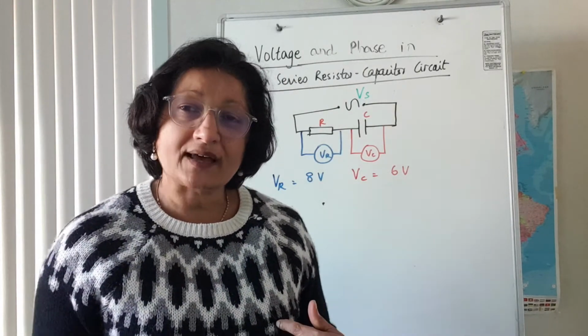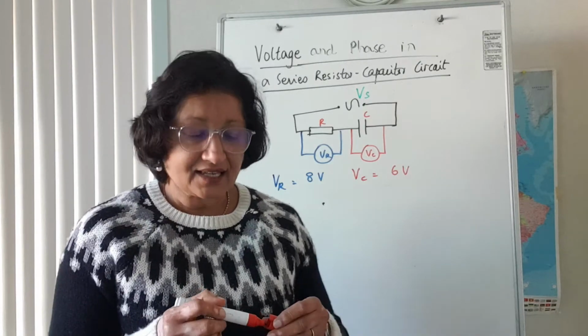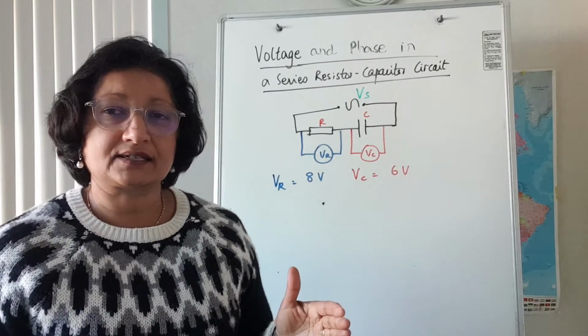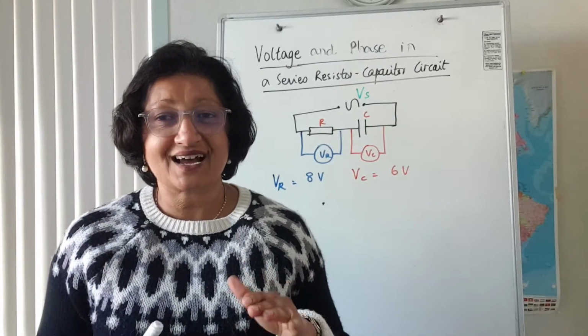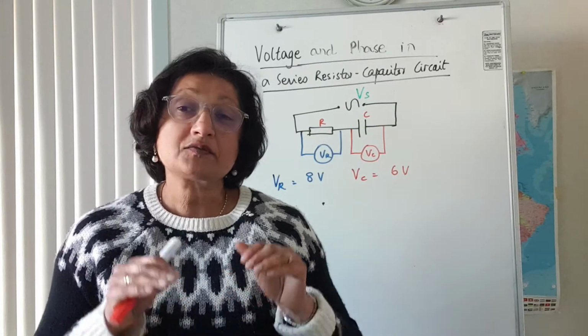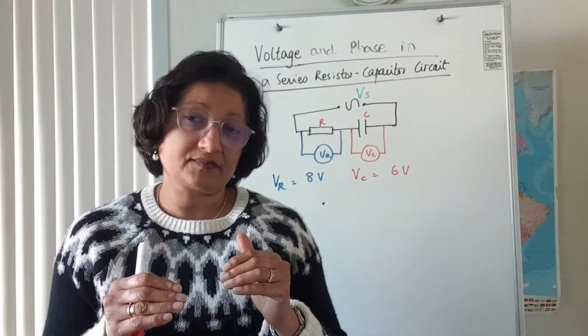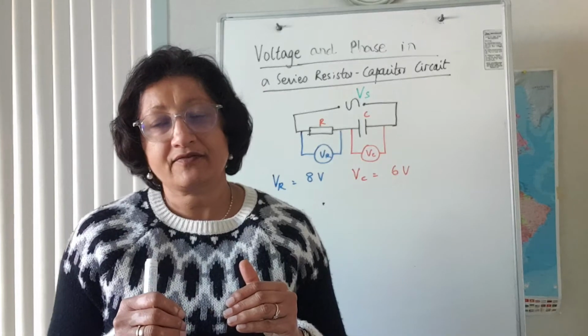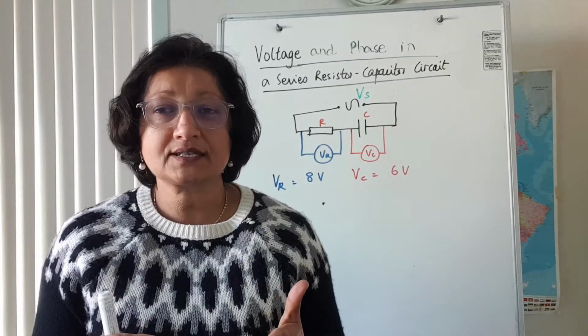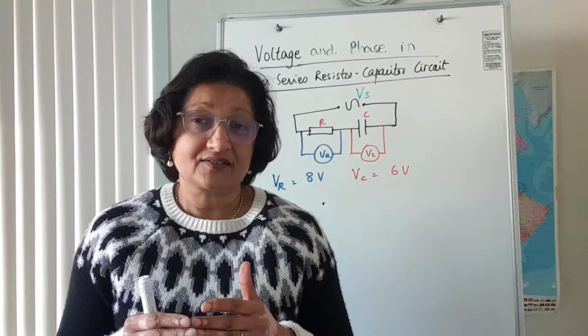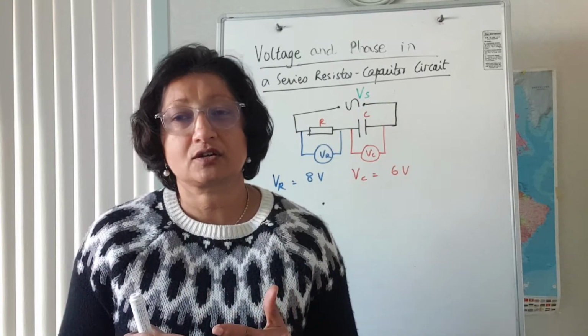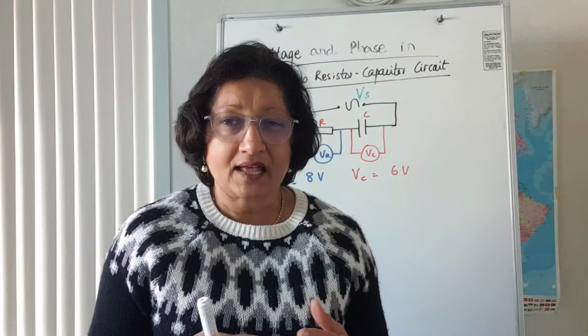The reason is that the voltage across the capacitor and the voltage across the resistor are out of step. They don't peak at the same time. They don't become zero at the same time. In fact, the voltage across the resistor is 90 degrees ahead of the voltage across the capacitor. And how do you know this?